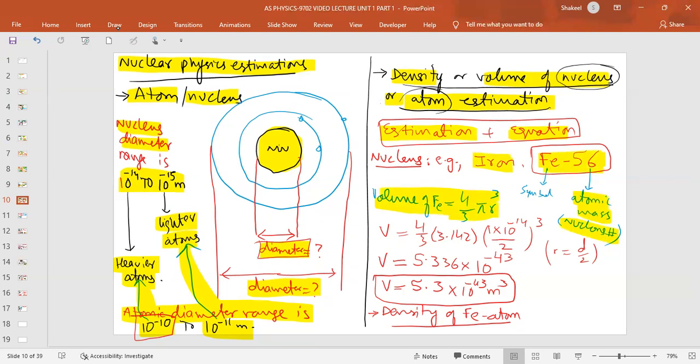So what you'll do is simply put in the values. This is pi, and r is the radius, and you know that iron is among the heavy nuclei, and for that we have a diameter of around 10 to the power minus 14. So 1 into 10 to the power minus 14 divided by 2, because radius is diameter over 2, and then you have to take the cube. So this is actually the volume, 5.3 into 10 to the power minus 43.